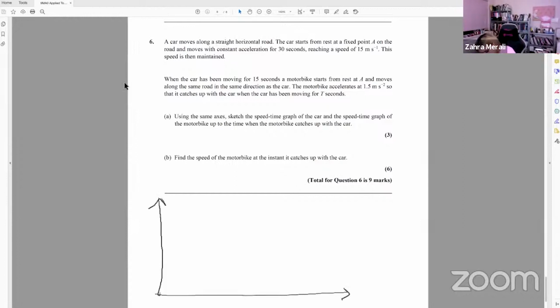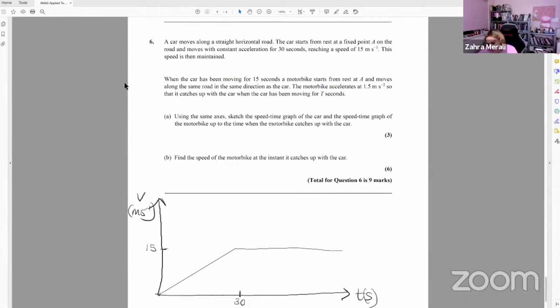So we've got time and velocity, with time in seconds, be sensible here, and meters per second. Okay, so let's draw the car first. The car starts at 0 and it moves constantly for 30 seconds. So let's say it's 15 and there we go, 30. So it moves in a straight line like that, after which it just keeps going straight. Okay, perfect. So that's my car.